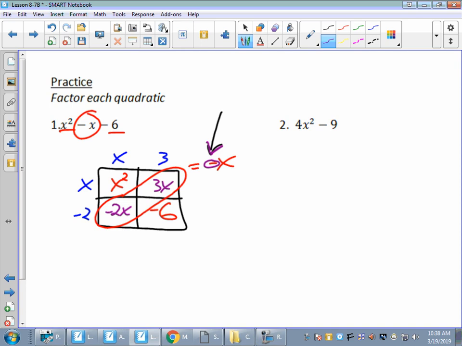So what could we do? We could flip the signs. We made this one a negative and this one a positive. That way we'd still have negative 3 times 2 is negative 6. But now it's going to change what we've got in the middle as well. It's going to change a little bit the signs of what we got in the middle, and that'll help us out. So now when we multiply x by 2, you're going to get 2x here.